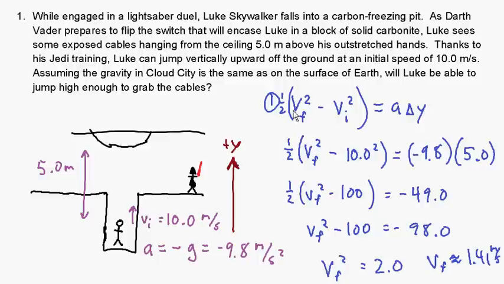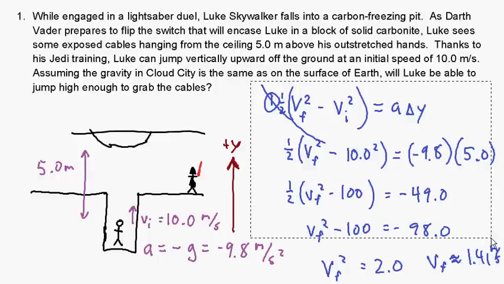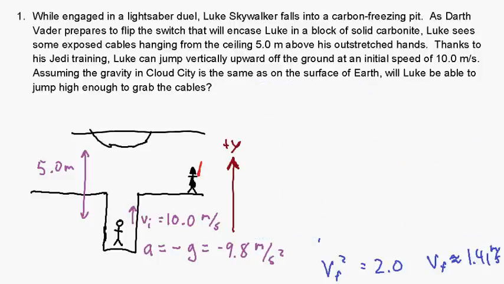Another one is to say, look, I'm not going to set up the equations assuming that he makes it up to the cables. So instead of assuming Luke makes it to the cables, let's close method 2.